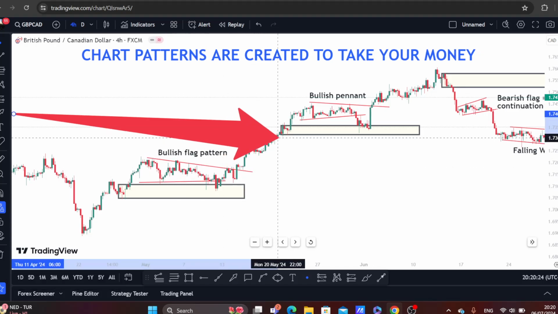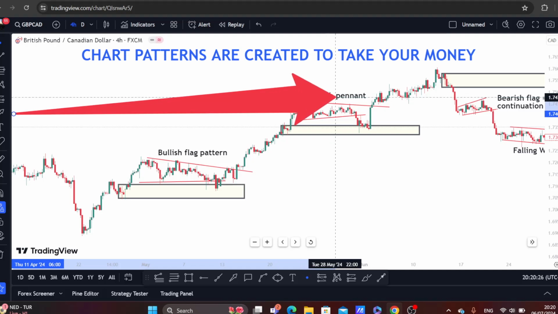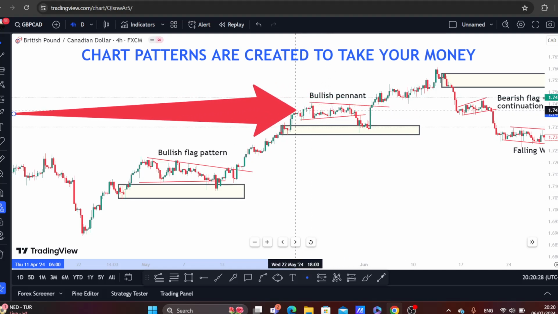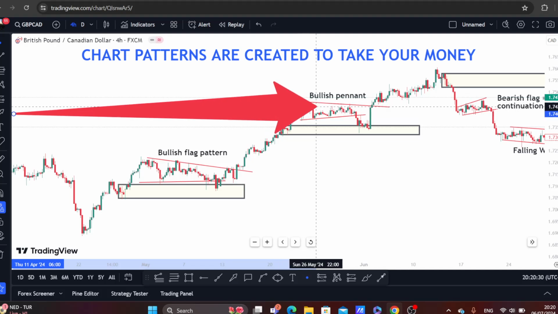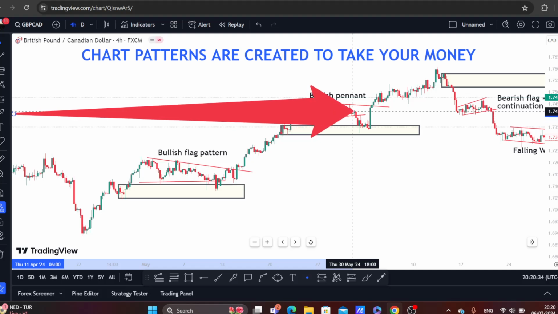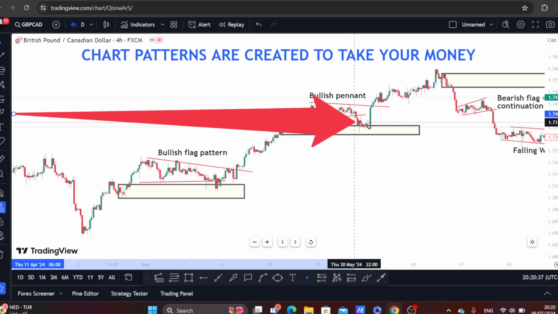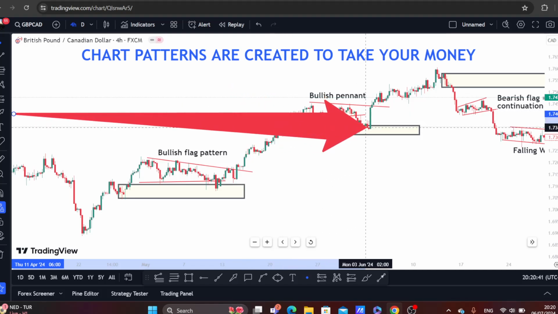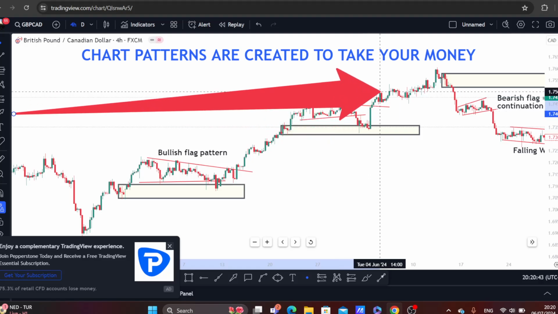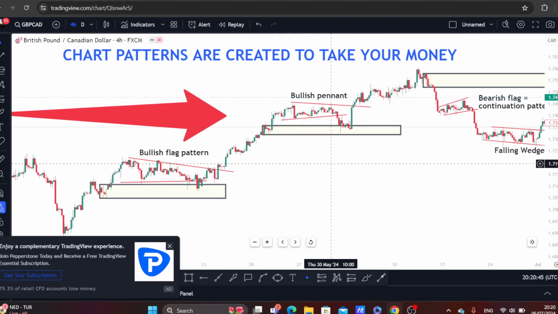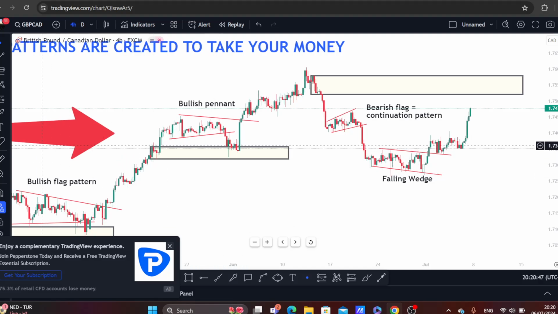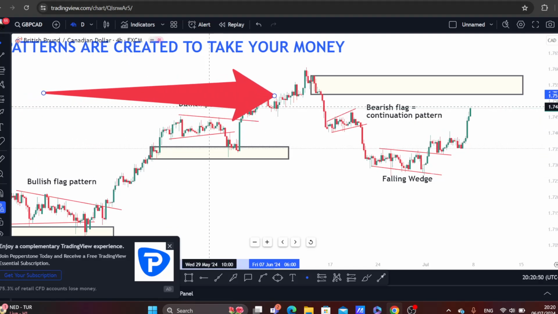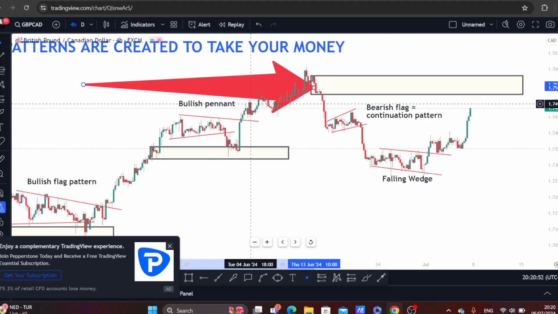The next one we're going to look at is this bullish pennant. It formed here, and it broke out. You've gone short into a demand zone. Price came into the demand zone and it went up. Okay, so you are told to trade these patterns whenever there's a breakout.